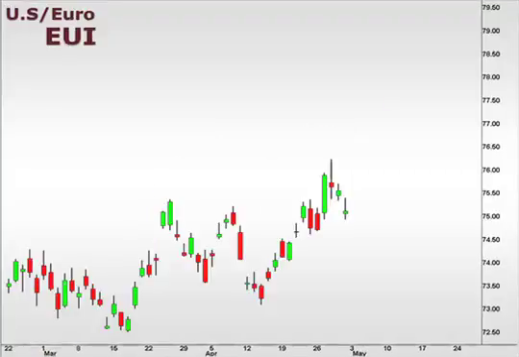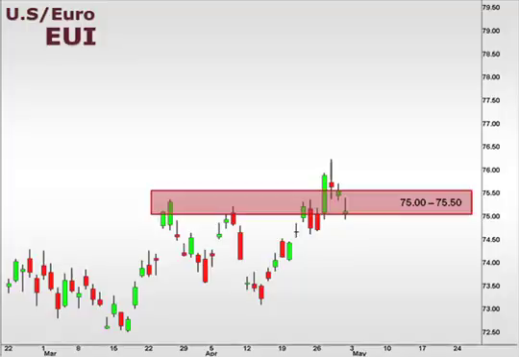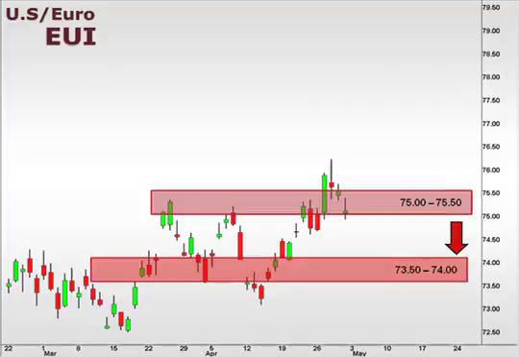Let's take a look at the EUI, the US dollar versus the euro. Well, the EUI tapped our 76-77 box earlier midweek before reversing back to support within the 75.5 focal zone. A bounce at 75 opens the window for an extended move higher towards 77. A break below 75 could be the start of a retracement back down to the 73.5, 74 box.